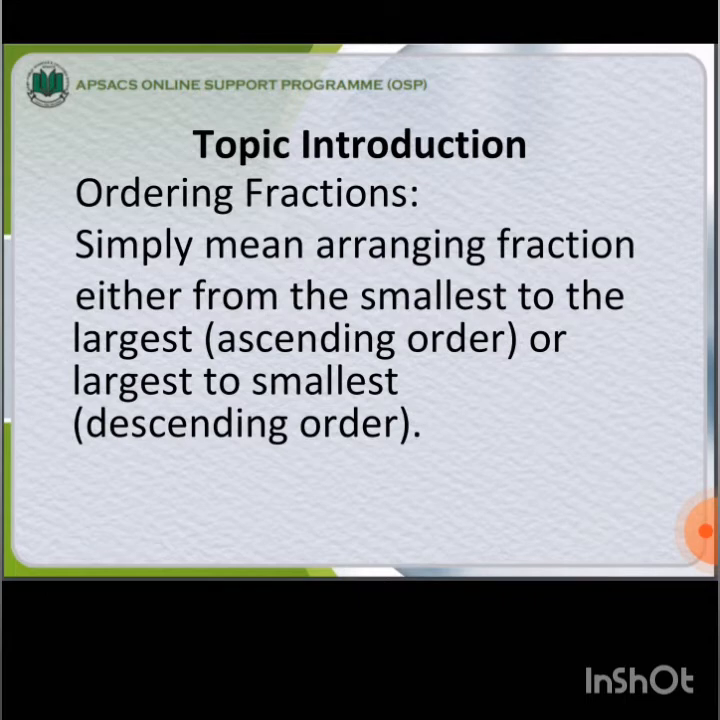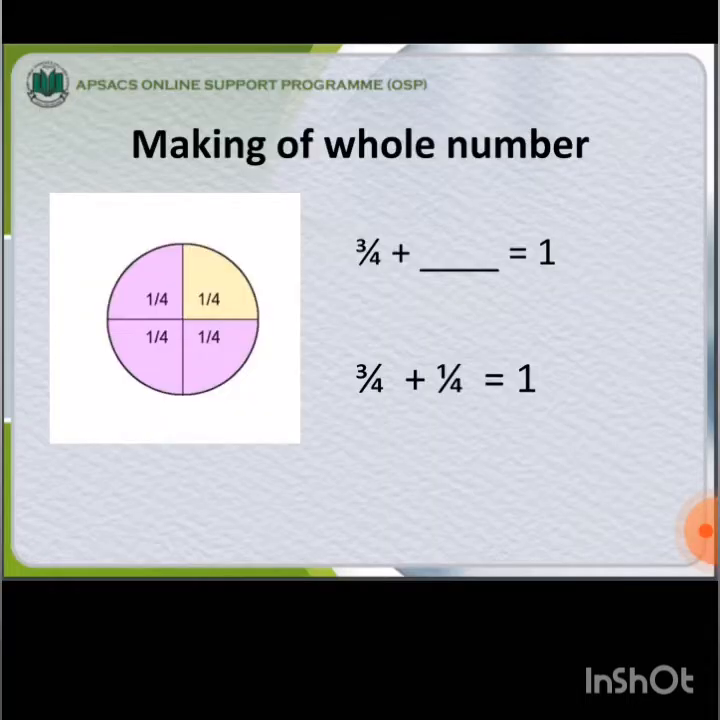Topic introduction. What is ordering fractions? Ordering fraction simply means arranging fractions either from the smallest to the largest, which is called ascending order, or from largest to smallest, which is called descending order.